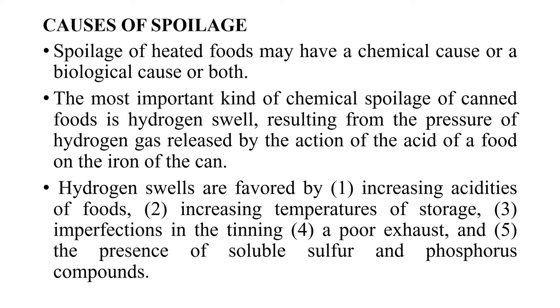The most important kind of this chemical spoilage of the canned food is the hydrogen swell, which results from the pressure of the hydrogen gas which is released by the action of the acid of a food on the iron of the can. These hydrogen swells are usually favored by first, the increasing acidities of the food, increasing temperature of the storage, imperfections in the tinning, a poor exhaust condition, and also the presence of some soluble sulfur and phosphorus compounds.